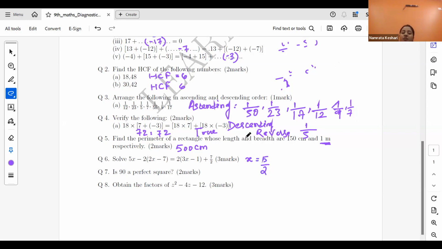Is 90 a perfect square number? No, ma'am. It's not. Next one. Here we need to do the factorization. z square minus 4z minus 12 we are having. Splitting the middle term. Do you know this method? Yeah, please tell me. Yeah, ma'am.